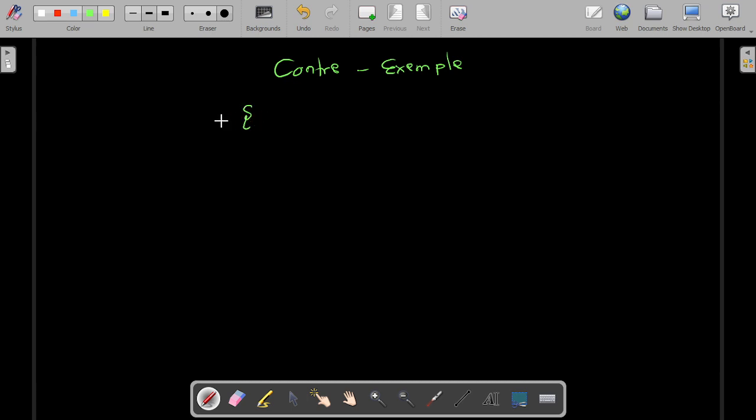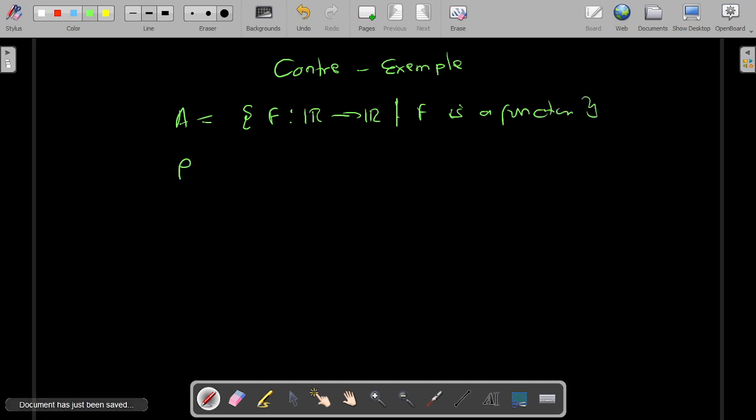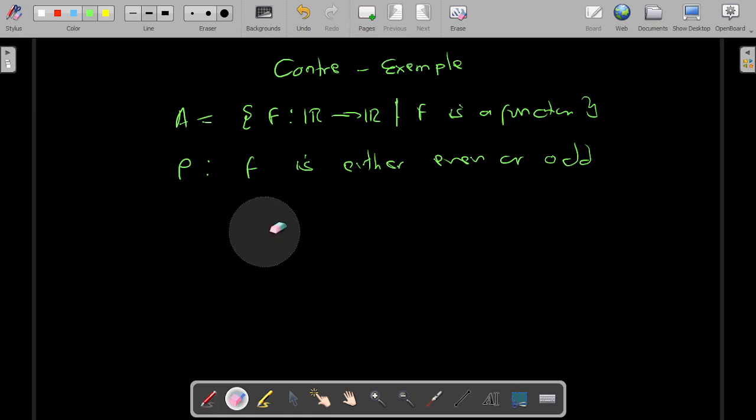So let's say we have this set. Let me call this set A, where we have f, the domain is R and the codomain is R, such that f is a function. Then let P be the proposition that f is either even or odd. So take any function whose domain of definition is R and the codomain is the set of real numbers again, then that function is either odd or even. So now we are given this as a proposition, let this be the proposition P, that f is either odd or even.